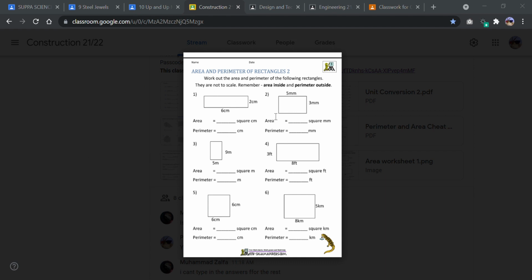5 times 3? 15. Yep. And then perimeter. It's 16. How's it 16? Because it's 5 plus 3 plus 5 at the bottom plus 3. Oh, true. So can you see how you get area and how you get perimeter?